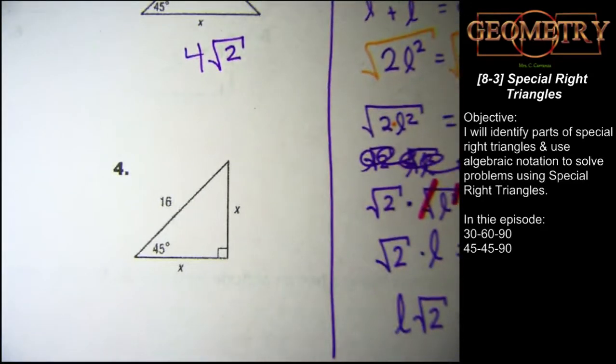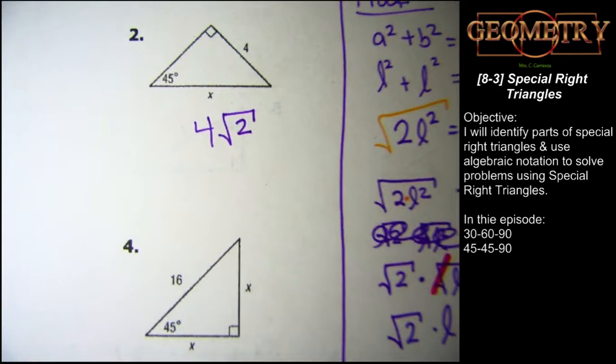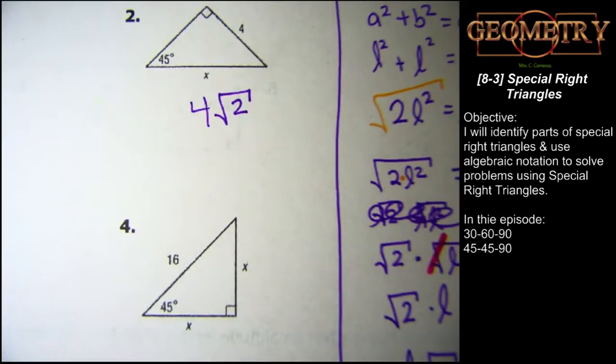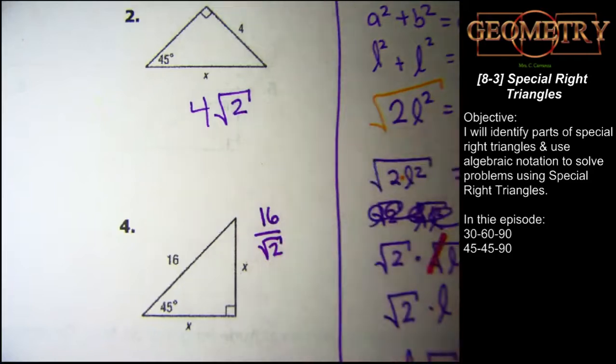Okay, we're going to look at number 4. 45, 45, 90 right triangle? Yes. Do we have the length of a leg? No. We have the length of the hypotenuse. When we had the leg, how did we get the length of the hypotenuse? We multiply by the square root of 2. So if I have the hypotenuse and I want the leg, I should divide by the square root of 2. So I'm going to do that. I'm going to take 16, which is the hypotenuse. I'm going to divide it by the square root of 2.